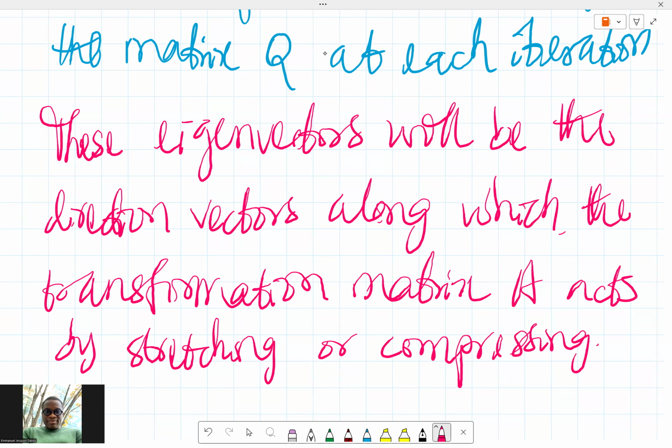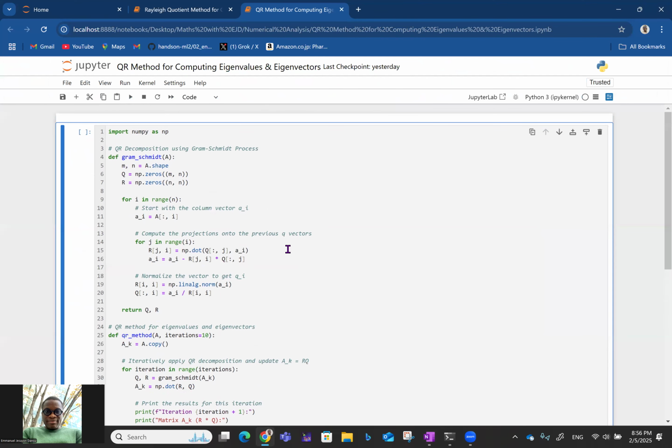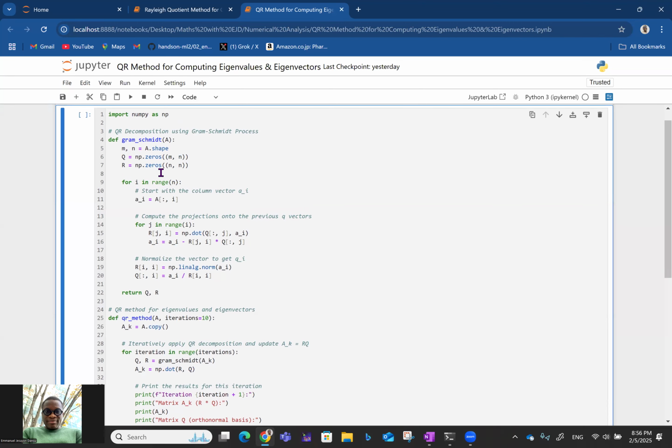Now, having said all this story, since it's going to be a tedious process if we want to do it manually all the way, let's finish up by looking at the Python code for QR decomposition. So you can see this right here. On line 1, we import numpy as NP because we need to do some numerical computation, right? We have the Gram-Schmidt process defined from line 4 to 7. We have M and N, the matrix A, the Q, which is the orthogonal matrix, and R, which is the upper triangular. We define all of that.